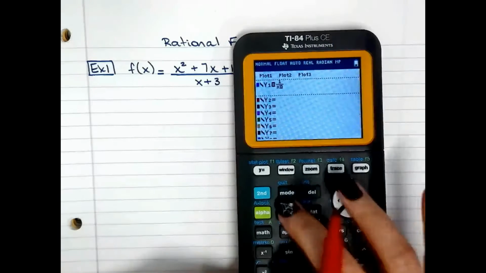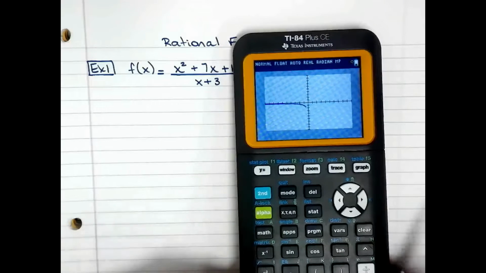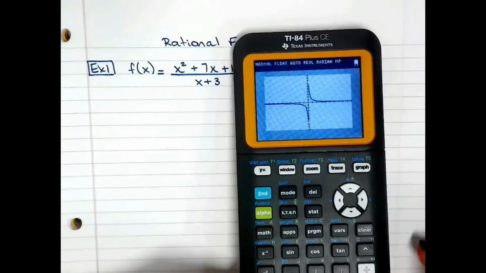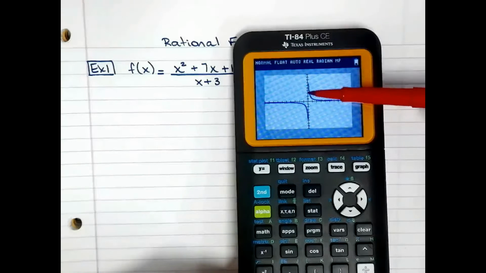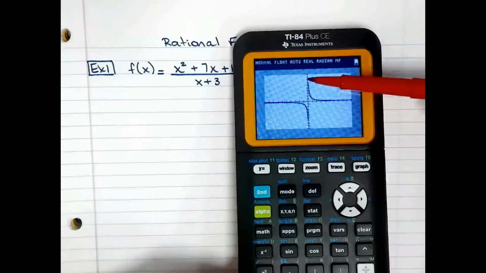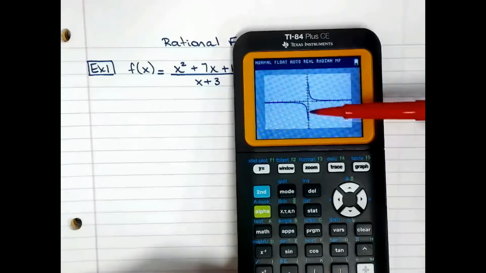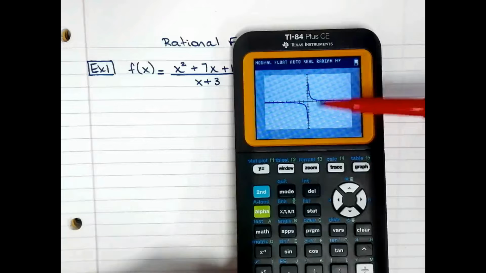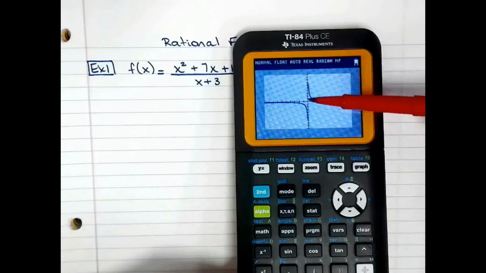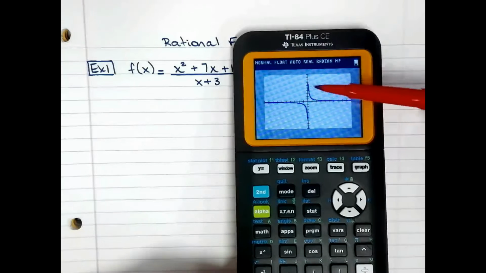So just a little bit of background on the rational function: the parent function is just 1 over x. So if you were to graph it, it looks like that, okay? And the vertical asymptote is the vertical line right there that your graph approaches but will never touch. It's going to be an x equals line, vertical asymptote.